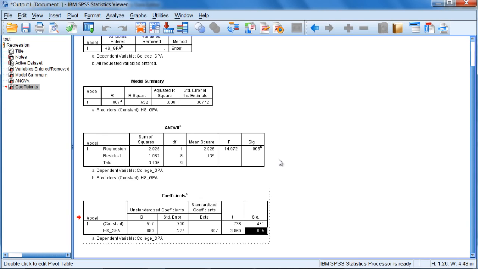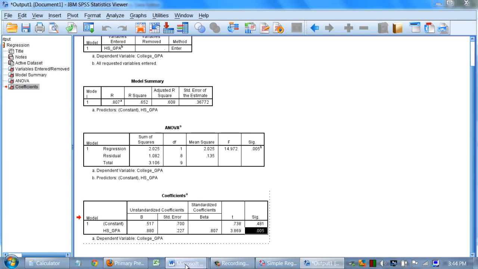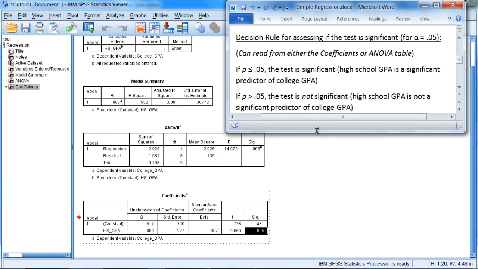And the way we can assess this is using our same decision rule as always. And if we use alpha 0.05, that decision rule would be as follows. If p is less than or equal to 0.05, the test is significant, which in our example would mean that high school GPA is a significant predictor of college GPA. If, on the other hand, p is greater than 0.05, the test is not significant, which in our example would mean that high school GPA is not a significant predictor of college GPA.